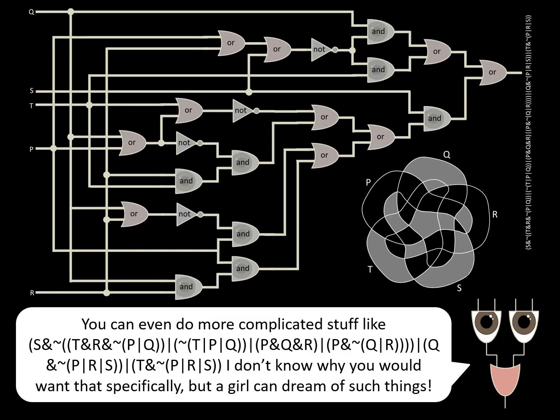You can even do more complicated stuff like (S and not (T and R and not (P or Q)) or (not (T or P or Q)) or (P and Q and R) or (P and not (Q or R)))) or (Q and not (P or R or S)) or (T and not (P or R or S)).